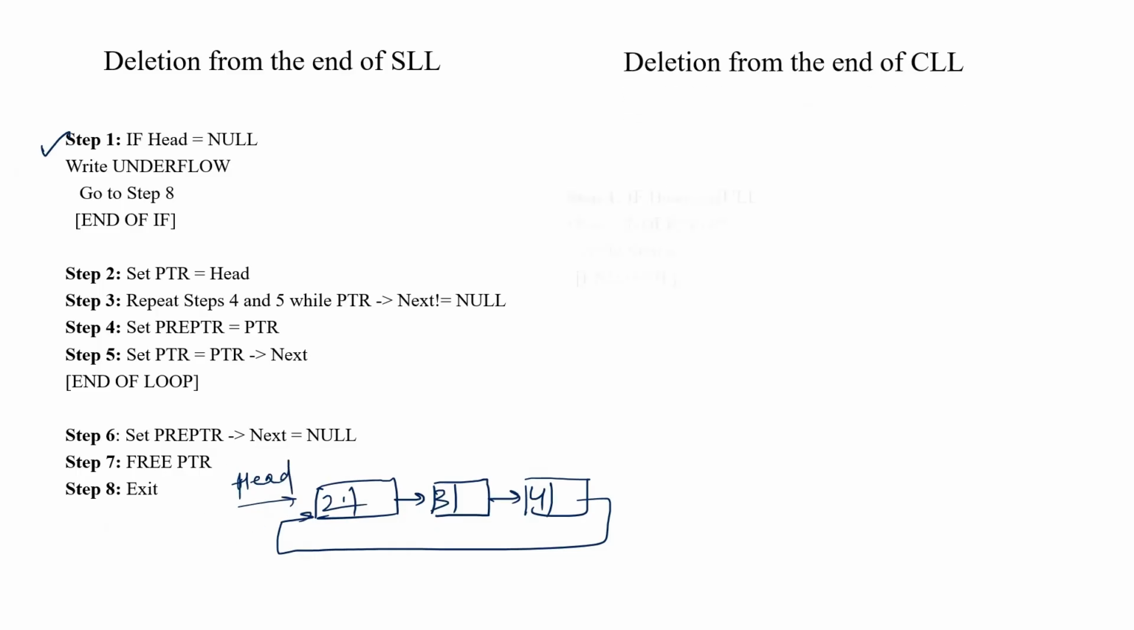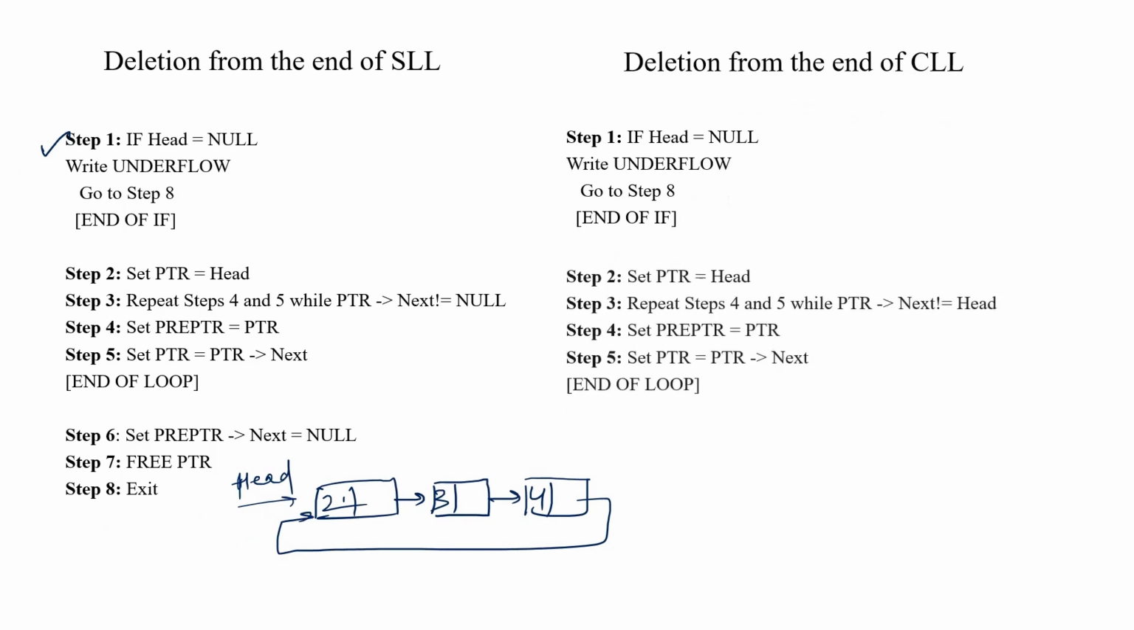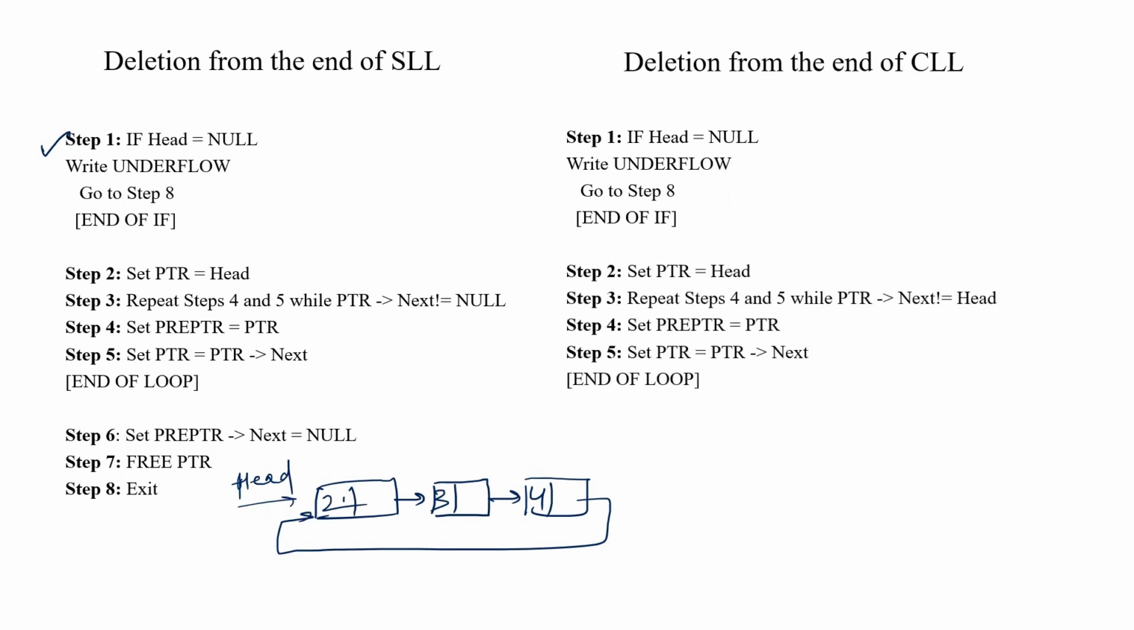So if you delete that, step number 1 is the same: we are checking if head is equal to null, then we will write underflow. Then we do the same thing: ptr we have to bring here and pre-ptr we will bring here. This will be done by step number 2, 3, 4 and 5.